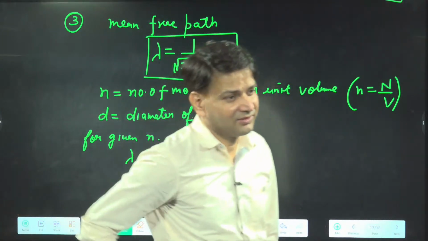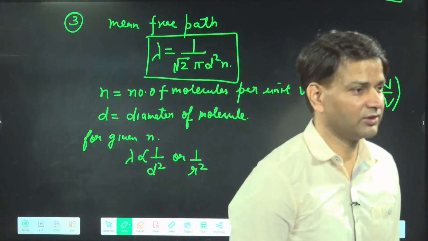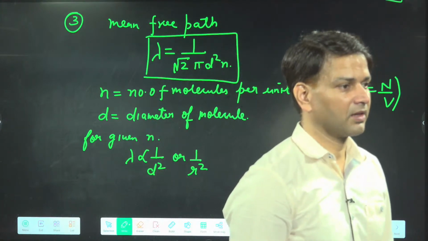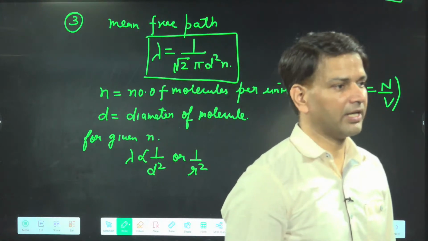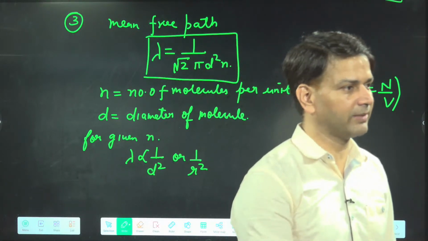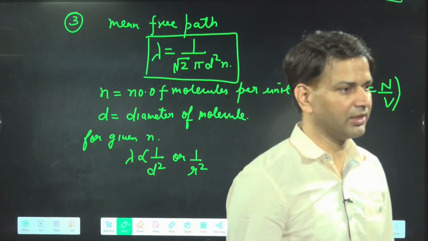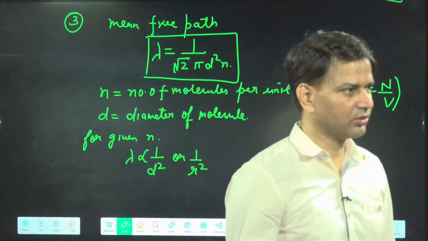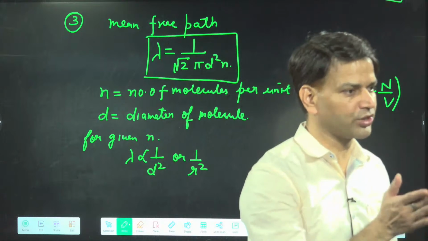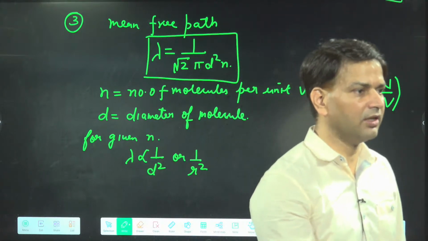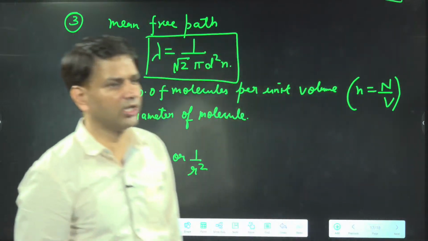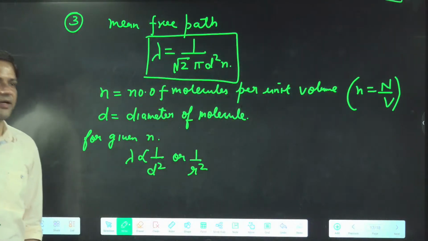How 4r? What is the meaning of this 4r? In physics, lambda n is constant, so the other thing is also constant. So we can say lambda is inversely proportional to d square. D is the diameter, diameter is 2r. But when you take the square, 4 will come. But 4 will go with the proportionality. I am asking the proportionality relation. So lambda is inversely proportional to d square or lambda is inversely proportional to r square.